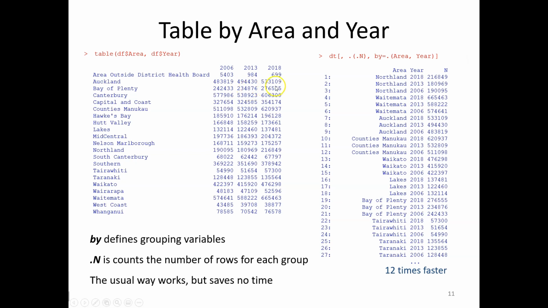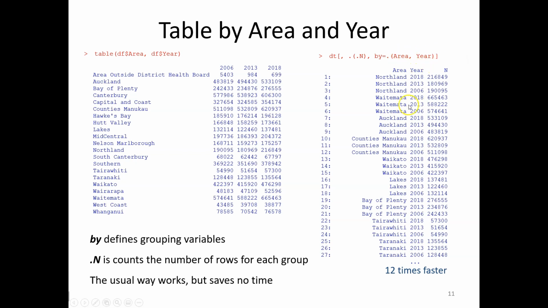When using a data table, we would instead write dt, all rows, and then point, and within parentheses point n. And this point n is a special function that counts the number of rows. And then another comma and by. And by indicates a grouping variable. And then the point here for list, and within the parentheses only the names of the columns that contain the grouping variables, area and year.